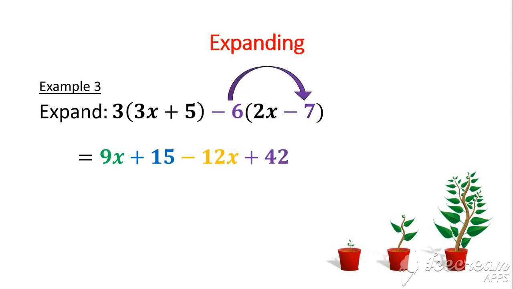And finally, we're going to treat this as a negative 6 and a negative 7. So negative 6 times negative 7 makes positive 42. Negative times a negative makes a positive. So we're going to write down plus 42.